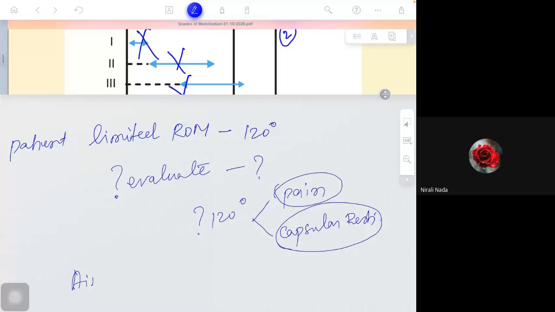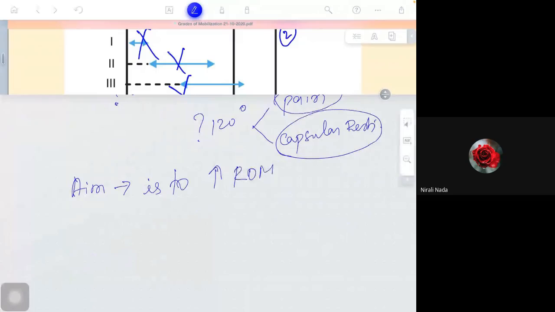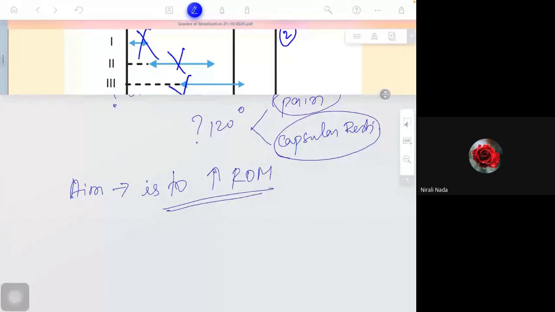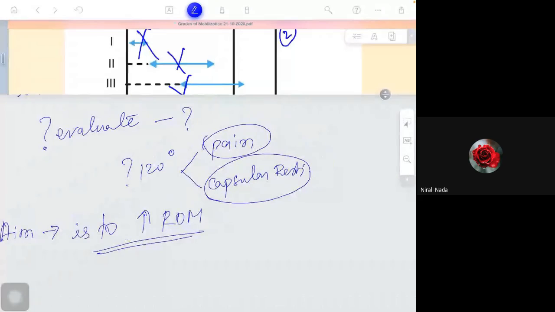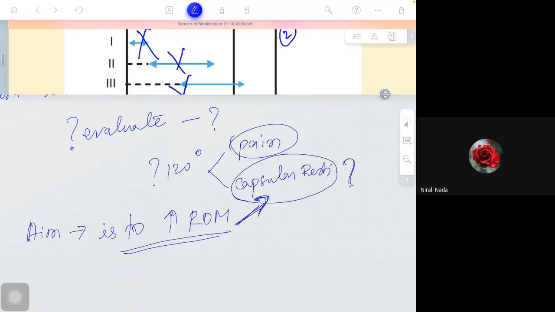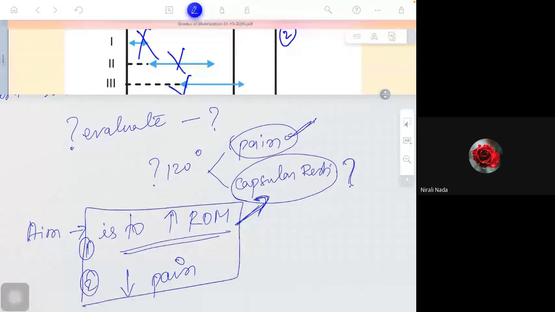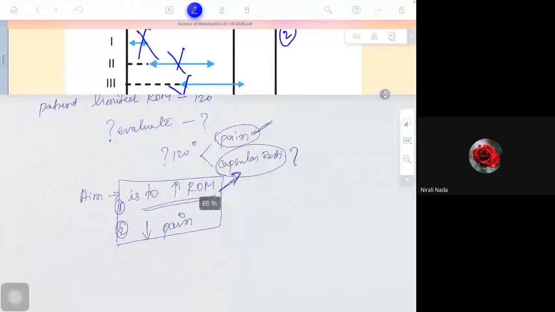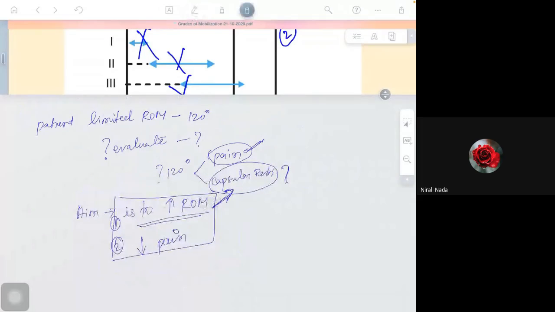Aim of treatment is to increase range of motion. This is your aim of the treatment, when the patient is having capsular restriction. Clear? If the patient is having pain, then what will be your aim? To reduce the pain. So these are the two aims. Clear? Are you clear what I am saying? Yes, sir. Range of motion is reduced either due to pain or due to capsular restriction.